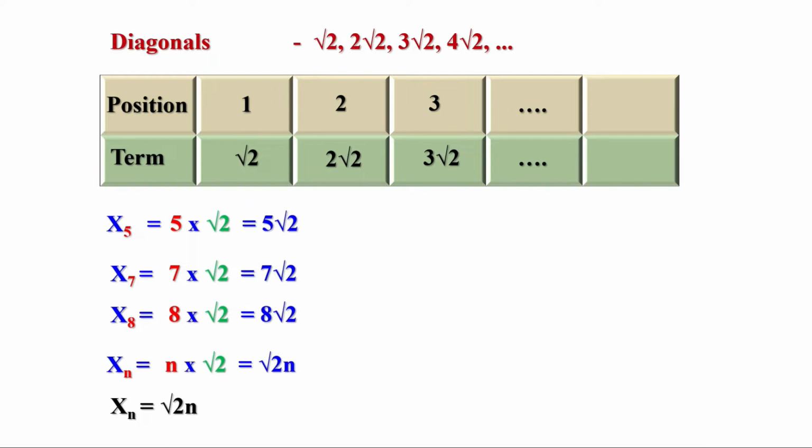Now, what is the algebra of the sequence of sides? It's very simple. The sequence of sides was 1, 2, 3, 4, etc. First term is 1, second term is 2, third term is 3. So definitely nth term is n. So in that case, xn equal to n is the algebra. It's very simple, so I have not done it here.